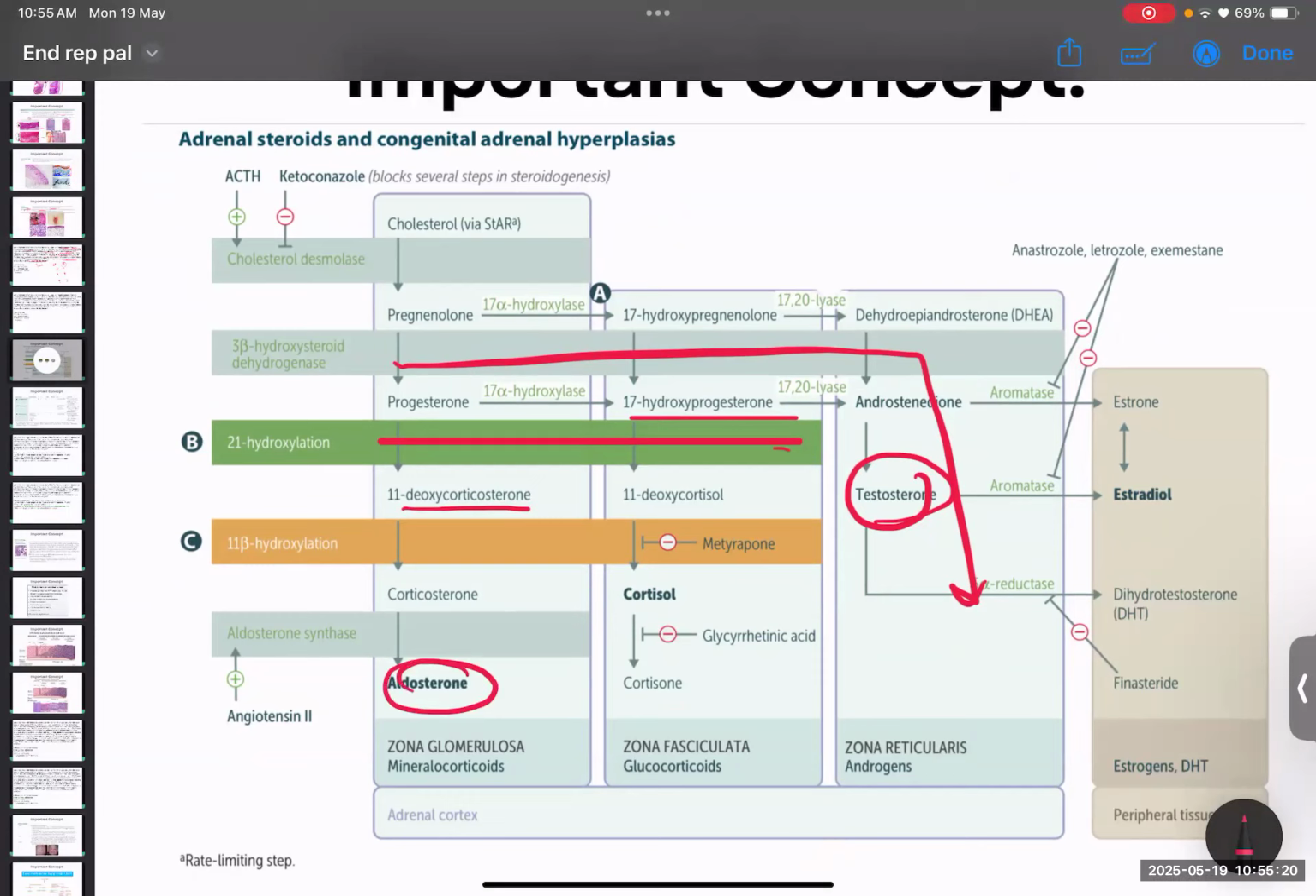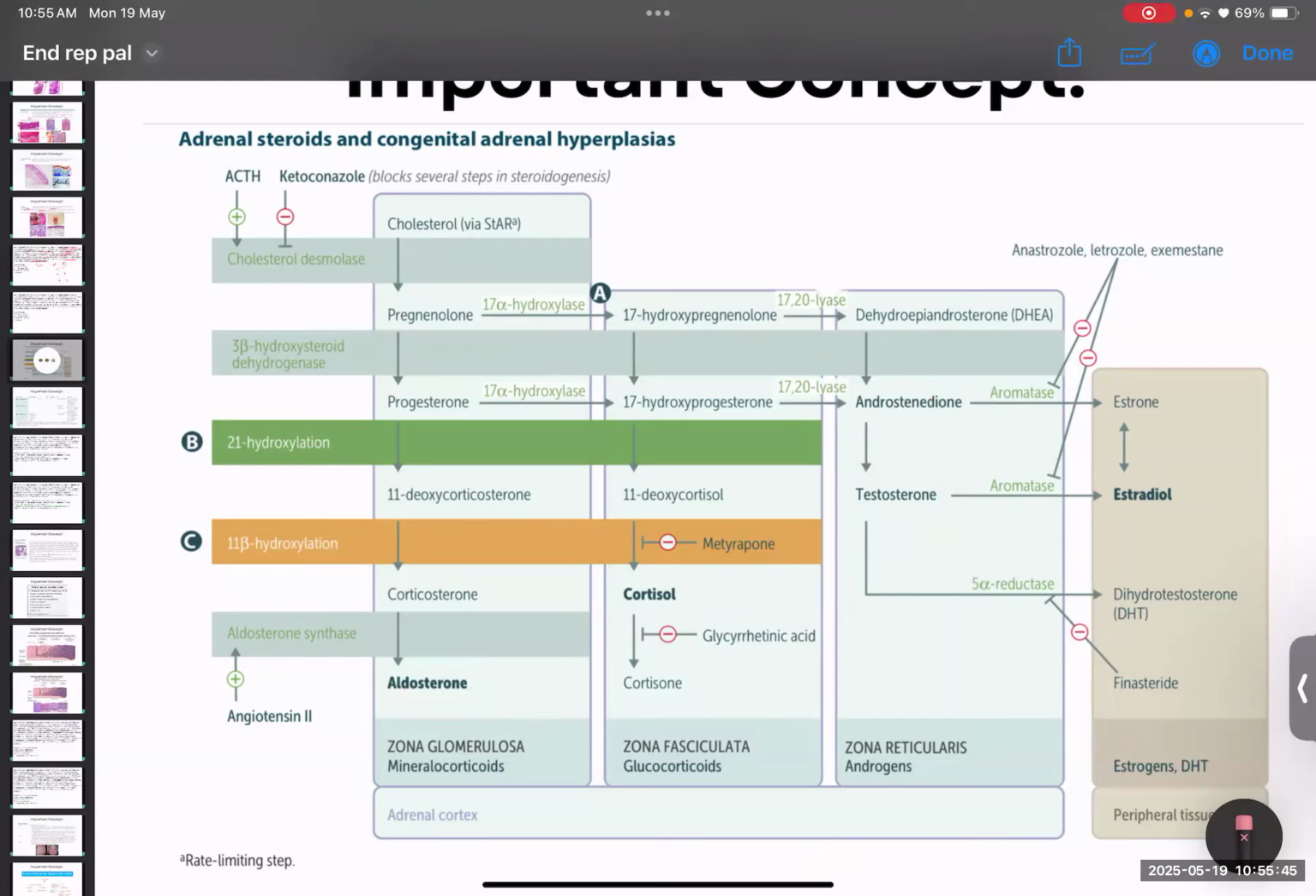So a female infant would come in with ambiguous genitalia because there's a lot of testosterone. And because there's no aldosterone, she would have low blood pressure. So she would come in as a hypotensive patient with ambiguous genitalia. A male patient necessarily would not present with ambiguous genitalia. He would just present with low levels of blood pressure because of low aldosterone. Okay.